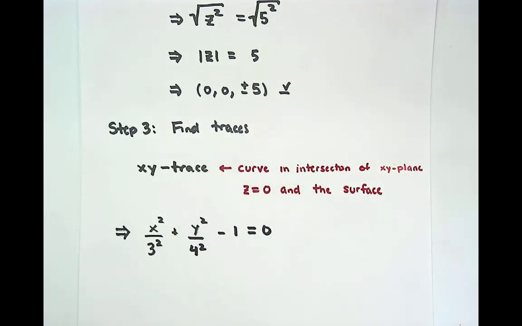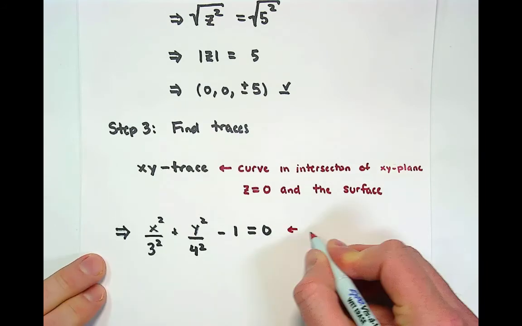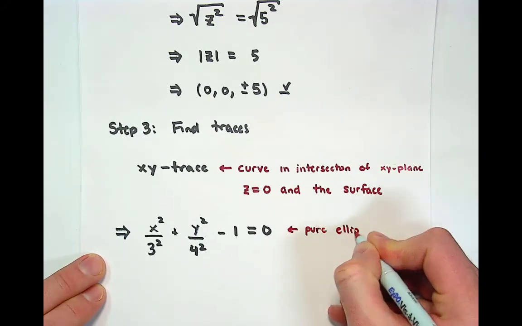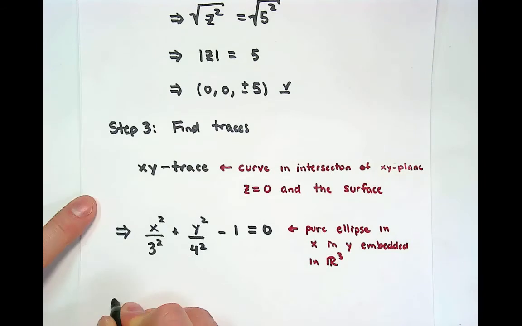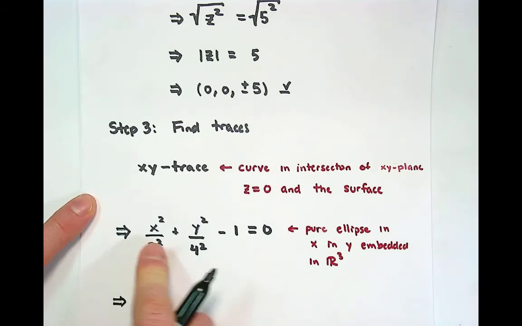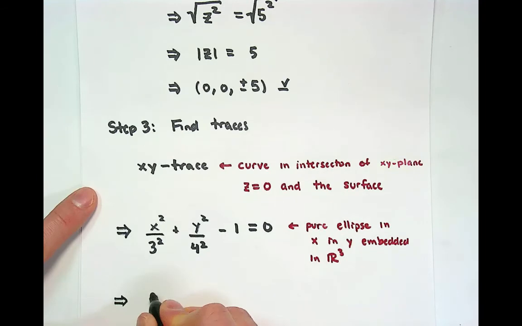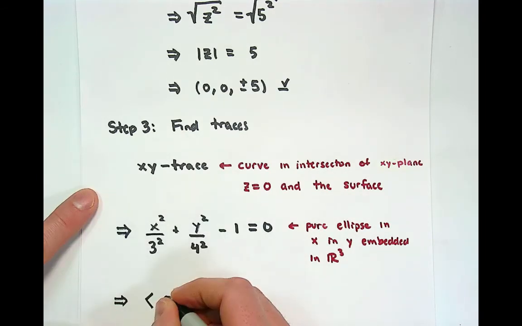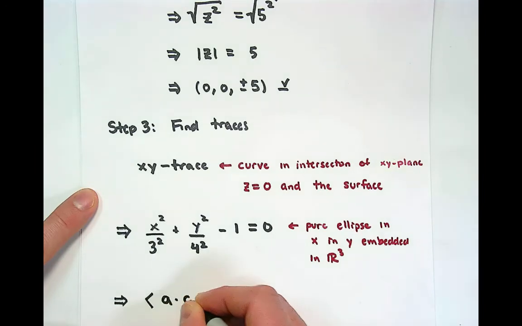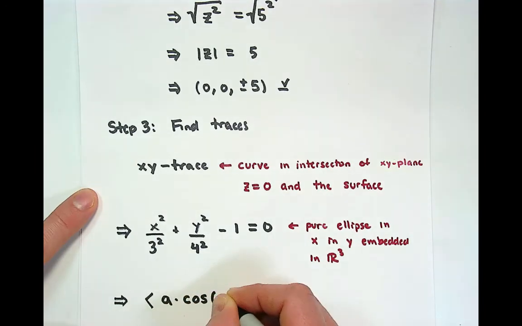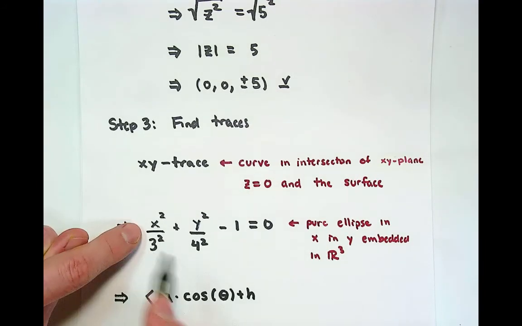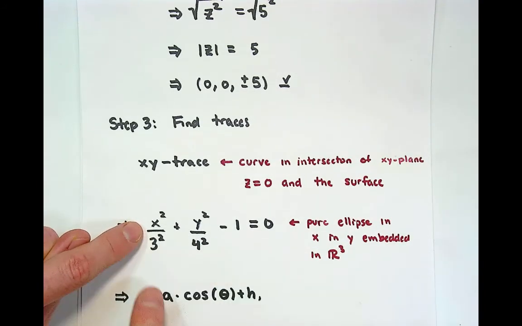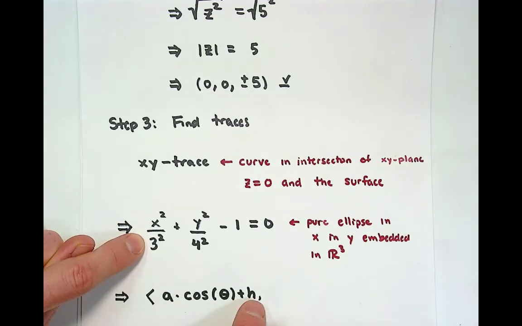And this is an ellipse in x and y. This is actually a pure ellipse in x and y embedded in R3. And I'll show you what I mean by this. Remember that we could actually create a vector valued function here for this ellipse. And that vector valued function, we said we were going to have a times the cosine of theta. You're going to have to go back and look at your notes from lesson 5 to remind yourself how this works. So in this case, we said that the general vector valued equation for an ellipse was to take a times the cosine of theta and then add h to it.